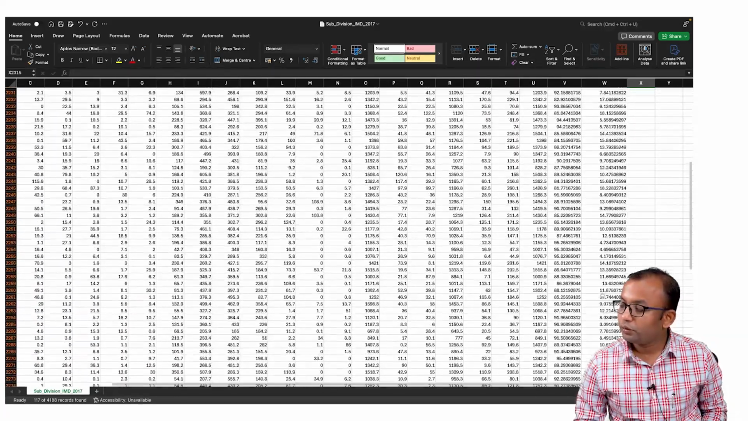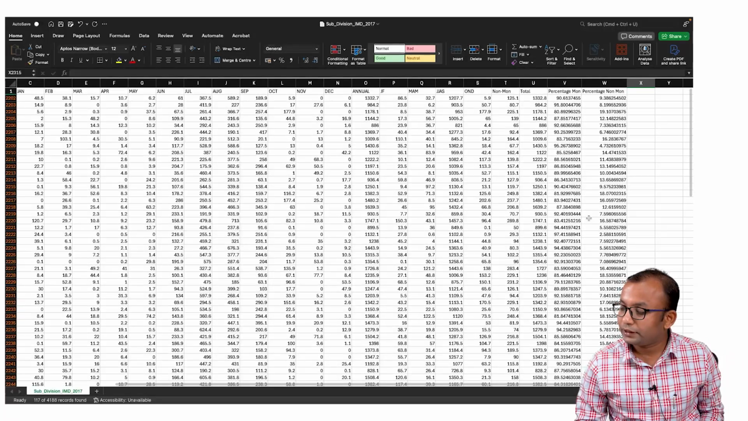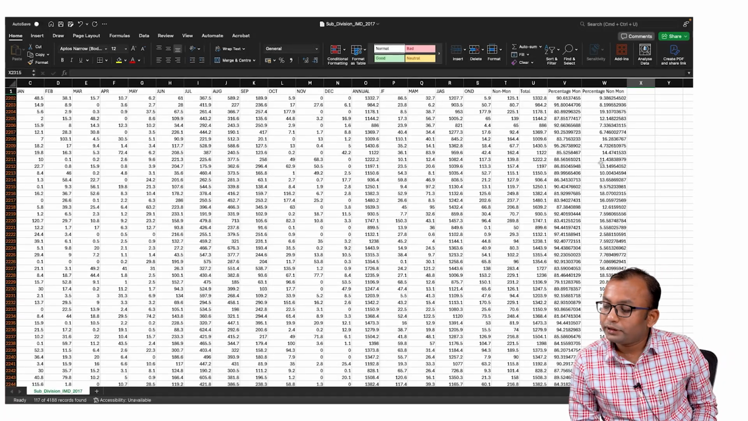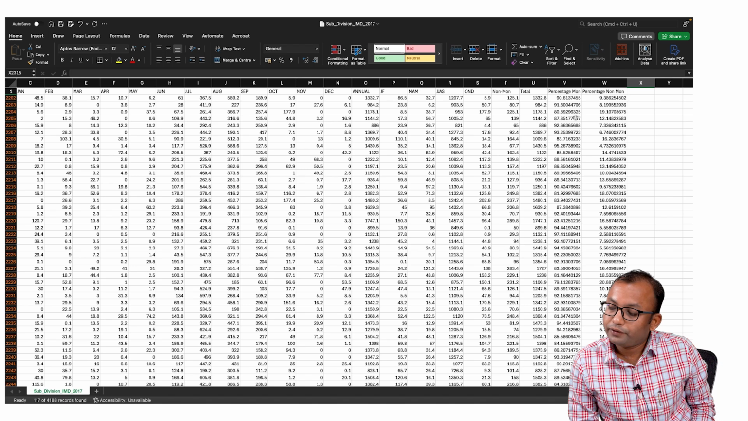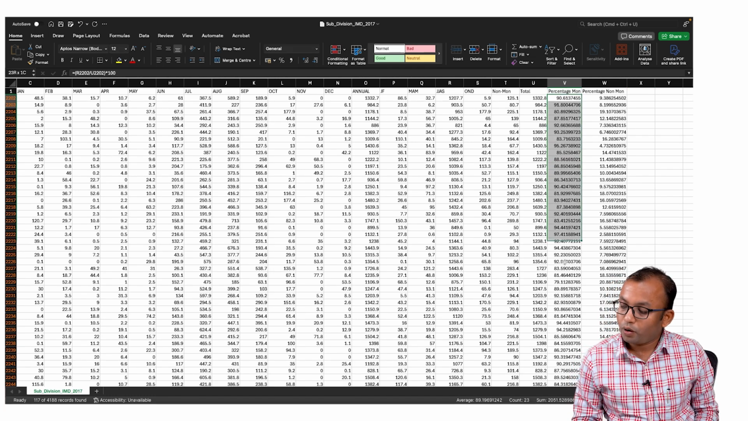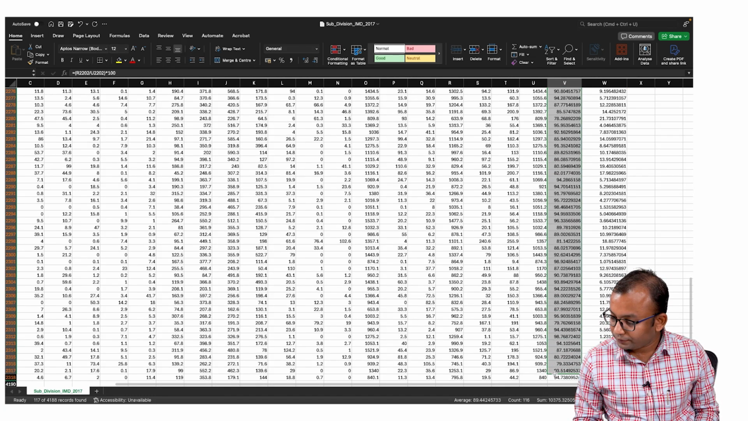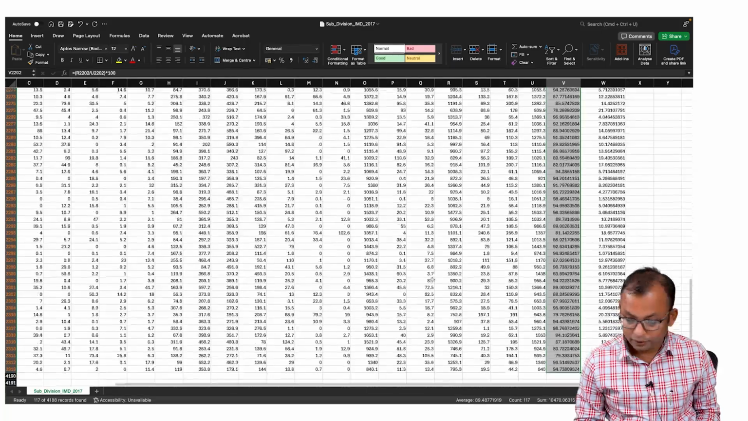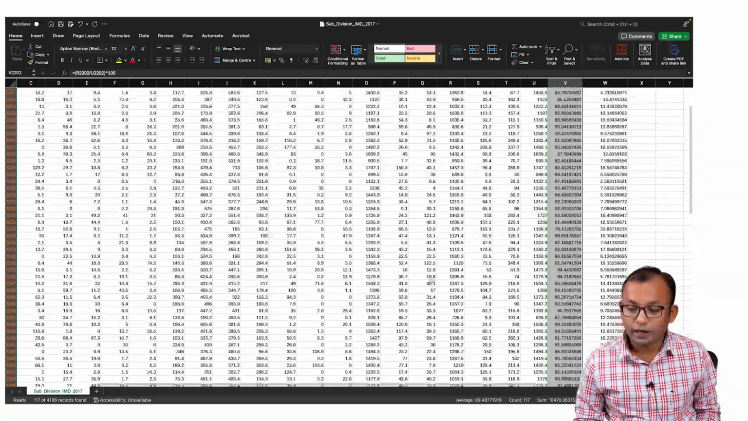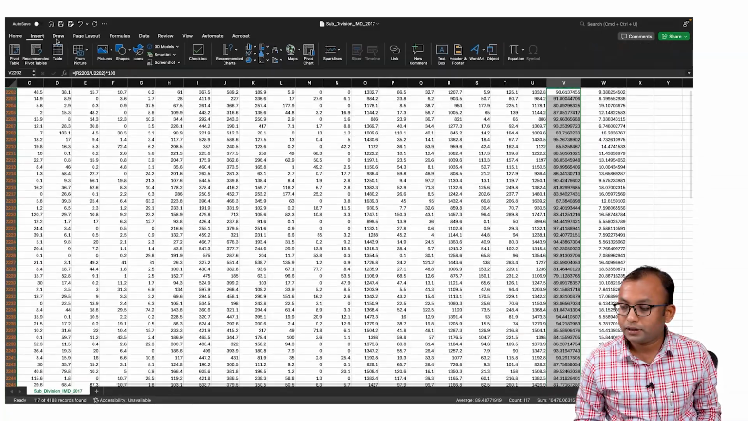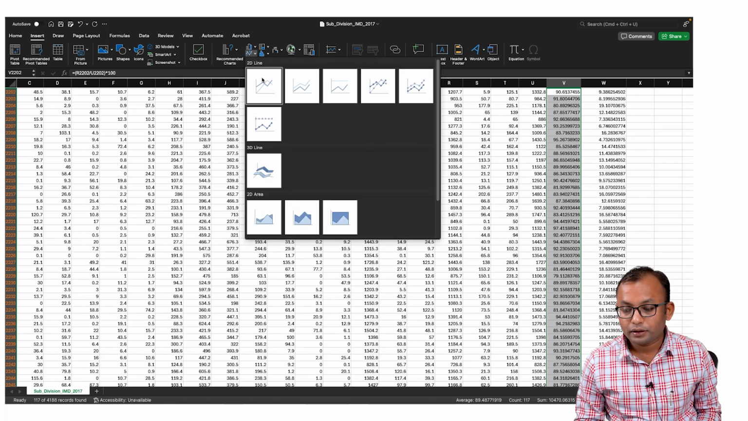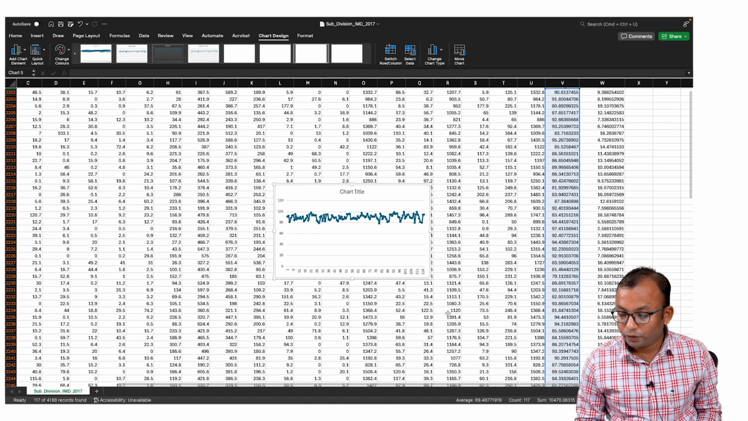So, now you can see the total amount of rainfall we received during the monsoon months and the total amount of rainfall we received during the non-monsoon months. You can make a plot of this. Let us say these are all the values. Now, you can add a plot here, insert, and then again this plot.